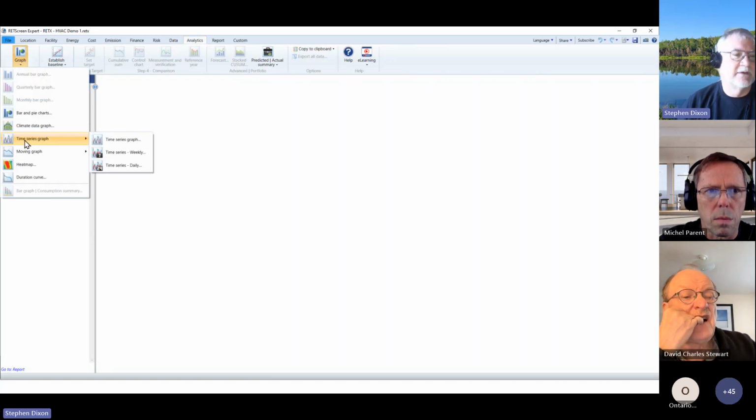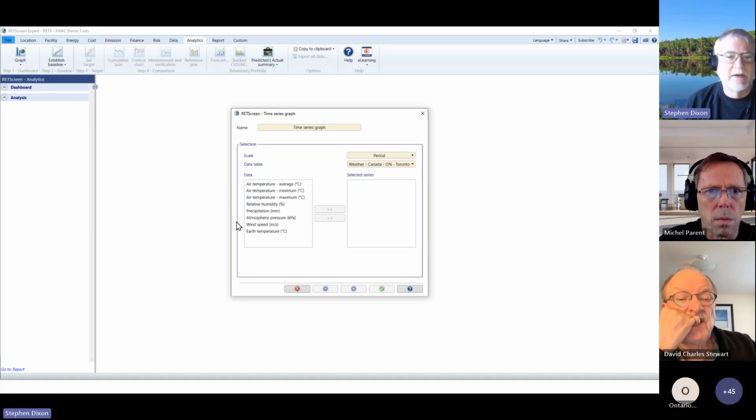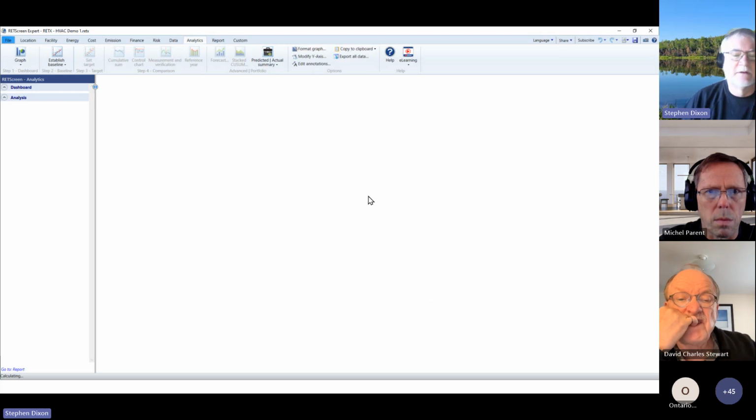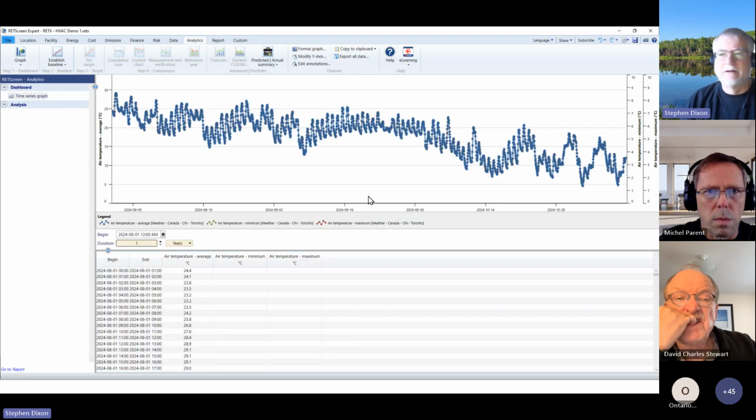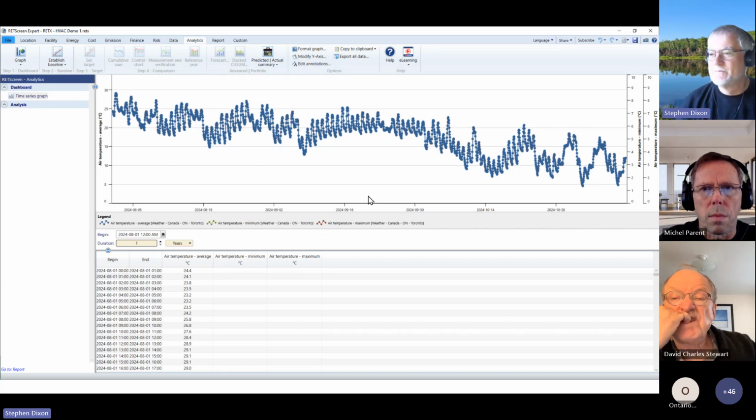So I could actually do a time series graph right now of this. I can pick up the average temperature, maybe the minimum and maximum temperature, and Bob's your uncle or Mary's your aunt. We get a time series graph. That's just for the weather. Hopefully that answers the question.